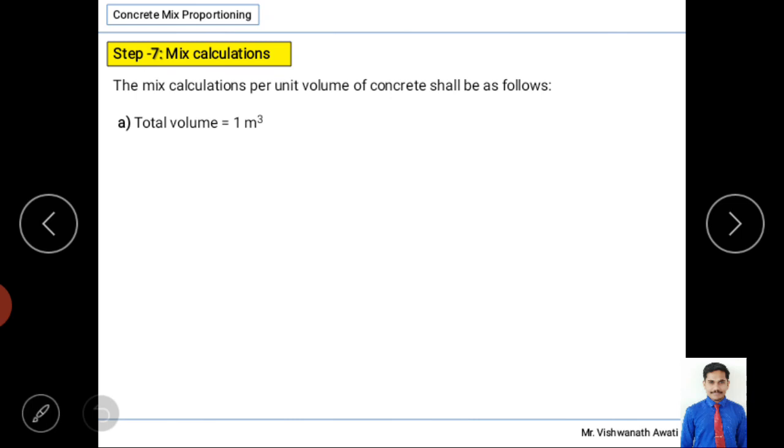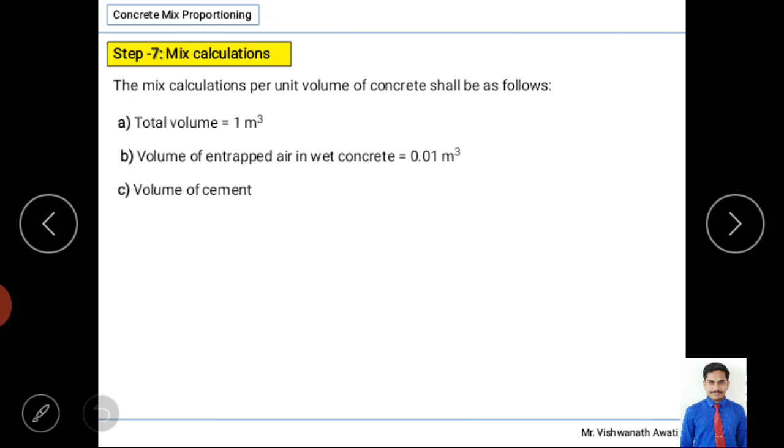So in the 1 meter cube, what is a part of air content? That is A. Just remember step A, step B, because if I want to use total volume, then I will indicate A. A means 1 meter cube, right? Second one is volume of entrapped air in wet concrete. The air volume is 1%. Divided by 1000, we get 0.01 meter cube of air content.